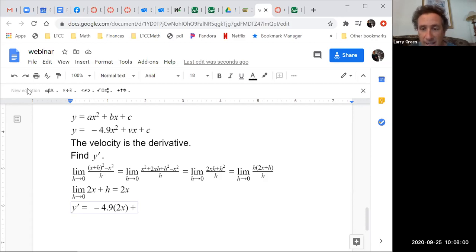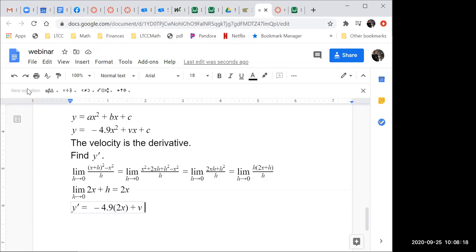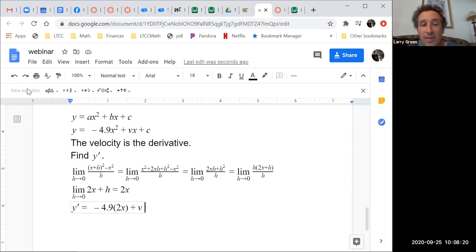Yeah, V, because y equals Vx is a line. Derivative is the slope of the tangent line. Well, the slope of the tangent line is the slope of the line, and that's just V. What's the derivative of a constant? 1. Good guess, but it's 0. There we go. Yeah, Rivers got it, because y equals a constant is horizontal. Horizontal line has 0 slope. So there's my y prime.